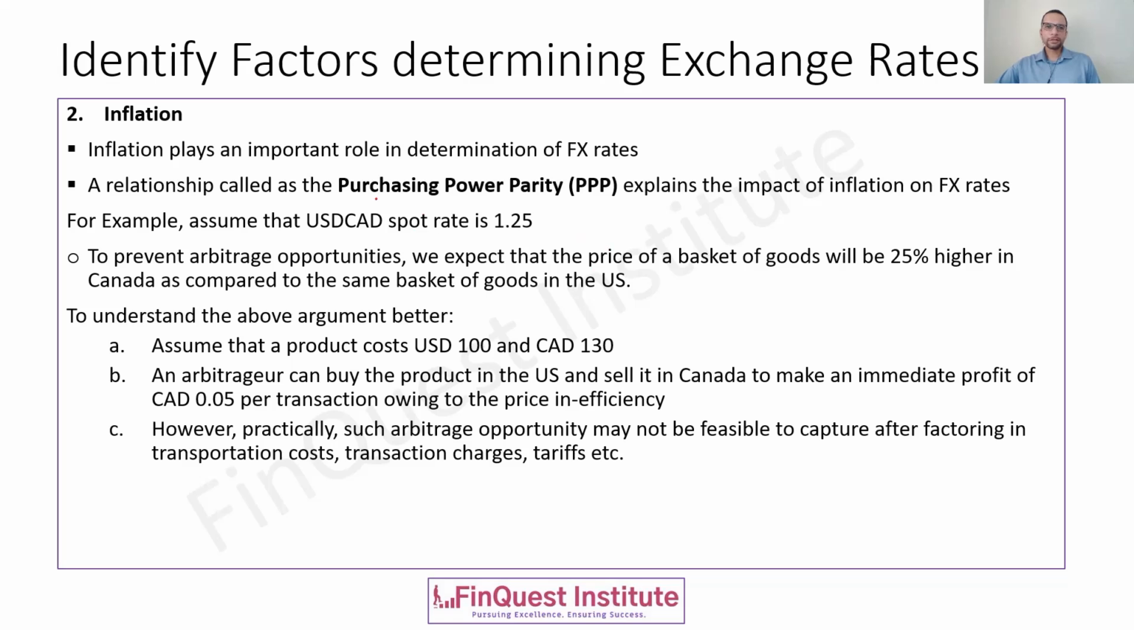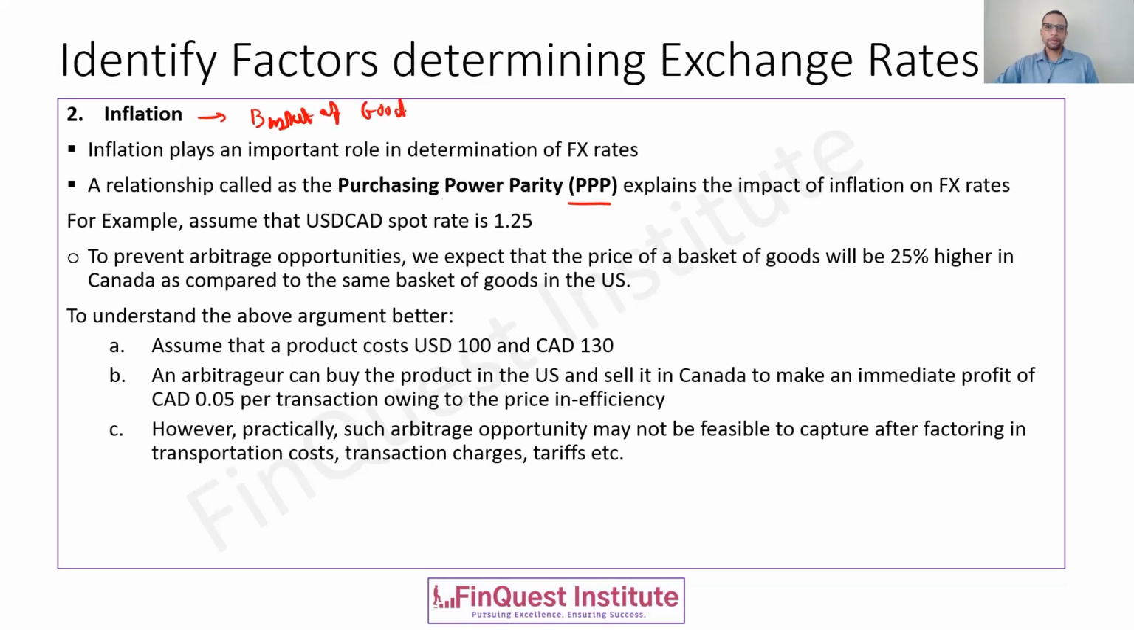Now, one important relationship which will help us relate inflation with FX rate movements is the PPP, or purchasing power parity. Let's take an example to understand this. Let's take the currency pair USD CAD, and the spot rate is 1.25. To prevent arbitrage opportunities, we expect that the price of a certain basket of goods will be 25% higher in Canada as compared to the same basket of goods in the United States. So, when we talk of inflation, remember that we are talking from a basket of goods perspective.